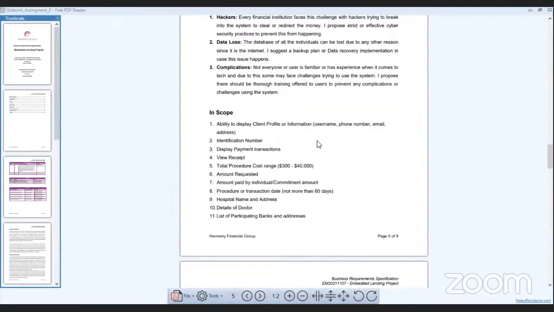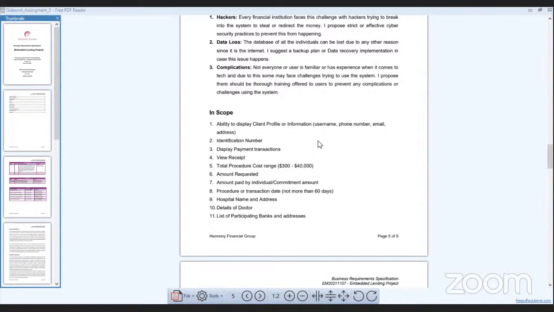So in scope, ability to display the client profile or information, such as the username, phone number, email address, identification number, display payment transactions. The user should be able to view receipt, the total procedure cost in the range. That's like $300 to $40,000, like Nana spoke earlier on. Amount requested, amount paid by individual or commitment amount.